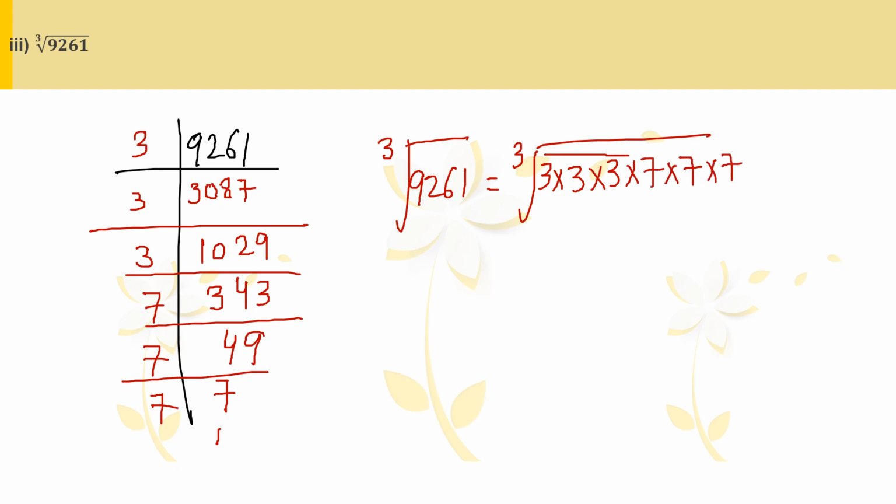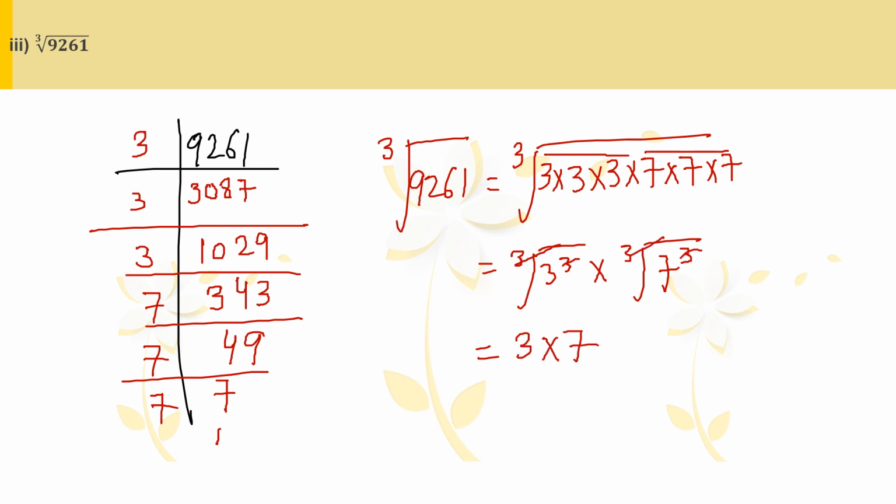I can make these combinations and then I will write it as cube root of 3 cube multiplied by cube root of 7 cube, right? And then you will cancel this cube root with this cube, and you will get 3 multiplied by 7, that is 21. That means the cube root of 9261 is 21, which in other words means 21 multiplied 3 times with itself gives you 9261. Now the next number is 1728.